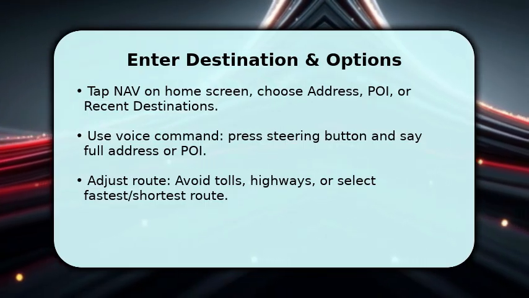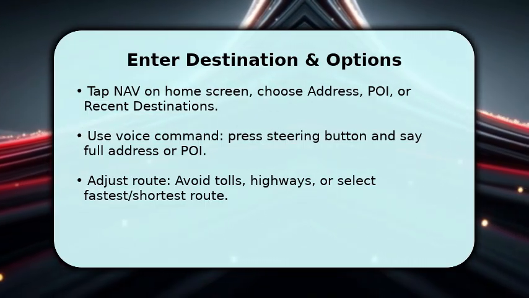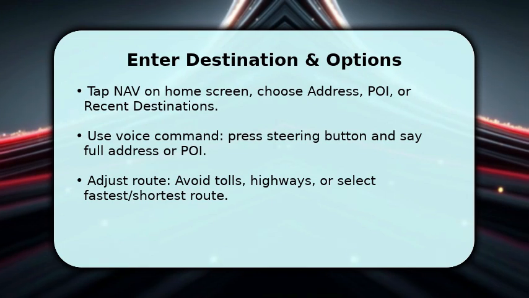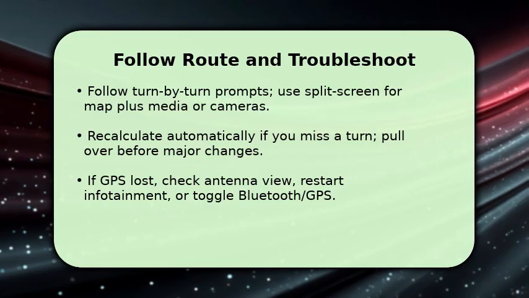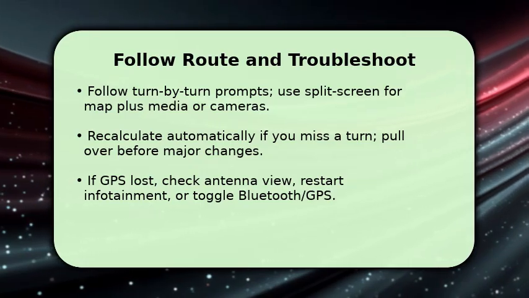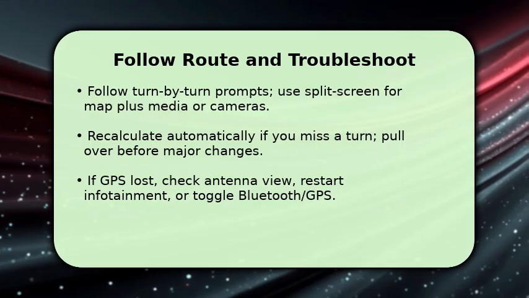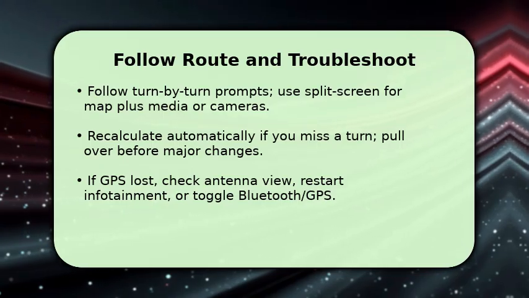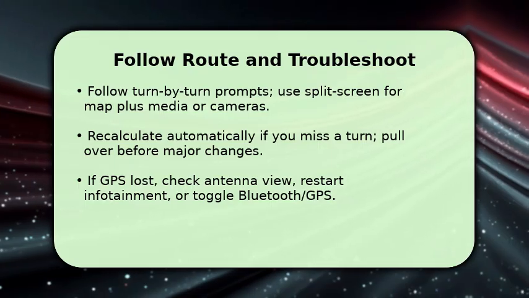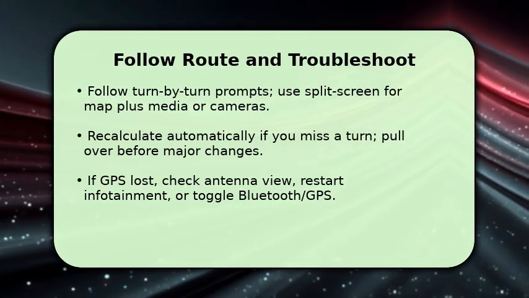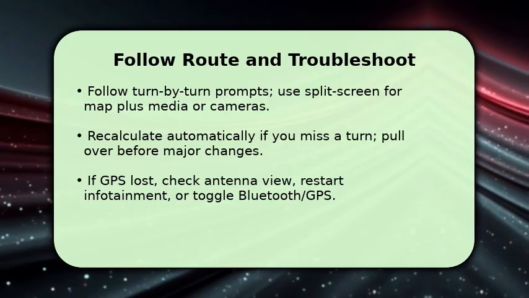Make sure lane guidance and speed limit display are enabled in settings for safer turns and timing. Follow the turn-by-turn prompts and watch the lane guidance near upcoming junctions. You can split the screen to keep maps with media or backup camera. If you miss a turn, the system recalculates automatically. Stay calm and it will reroute. If you need a big change, pull over safely before reprogramming.